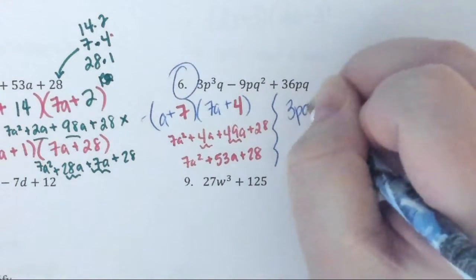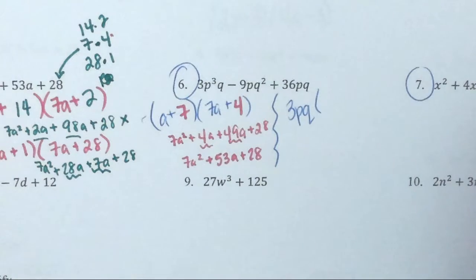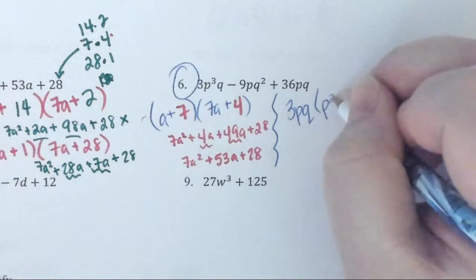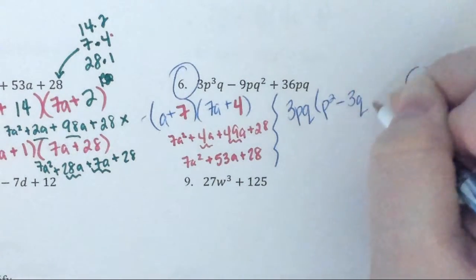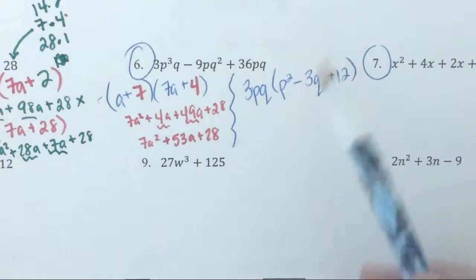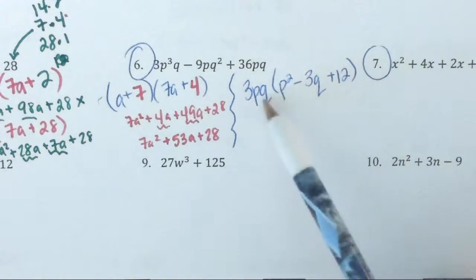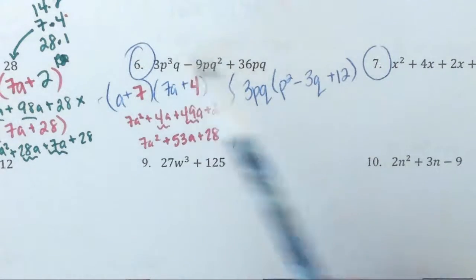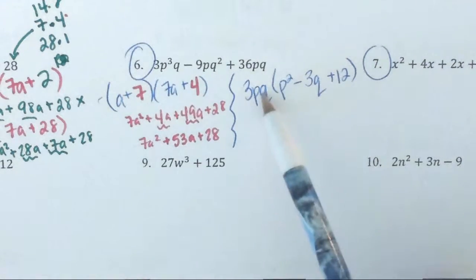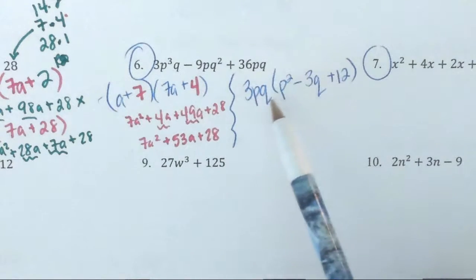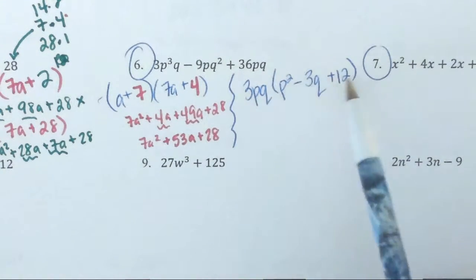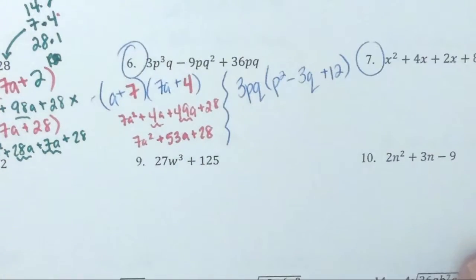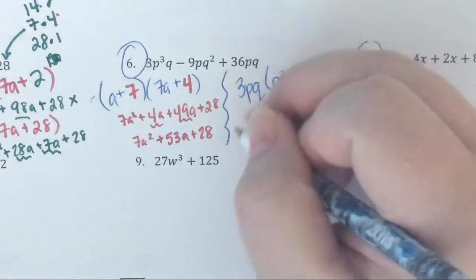Yes. 6 gets another point. Now what? We're left with p squared minus 3q plus 12. 2 gets a point. P1, P2, P3, yeah. 3 times 3 is 9. P2Q, so P squared. 3 times 12 is 36PQ. Yep, that's completely correct. But are we completely done?